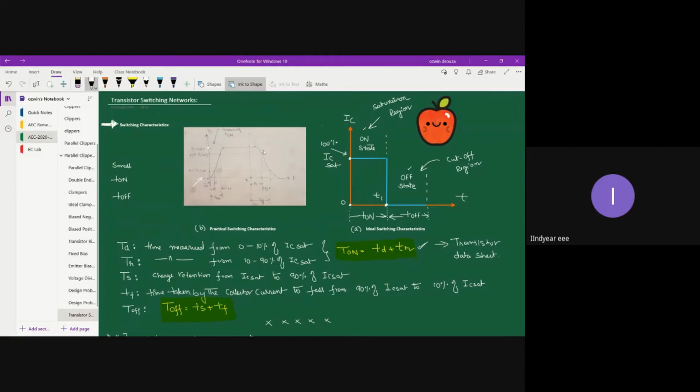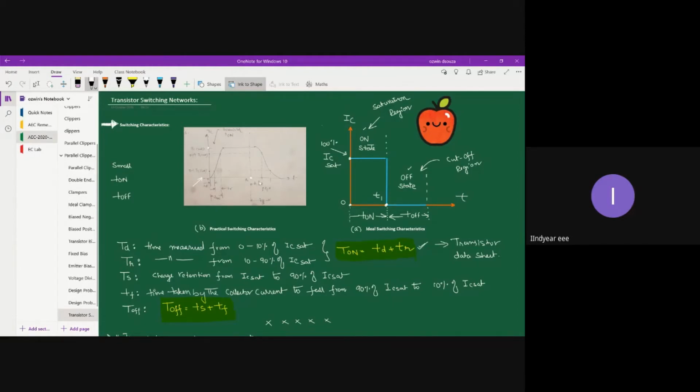Now let's look at the practical switching. In case of practical switching, you can clearly observe that at time t equal to t1, when the base current of the transistor is reduced to 0, the collector current doesn't fall to 0 instantly. Instead, the collector current takes a finite time to reach the 0 ampere state. So that delay basically gives you something known as the off time of the device. Now this off time is composed of two parts, the storage time and the fall time.